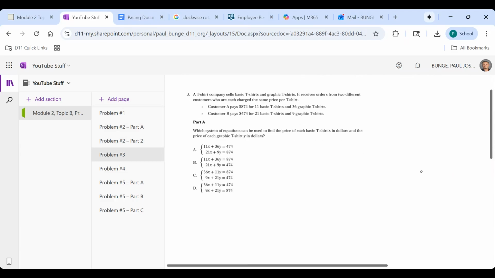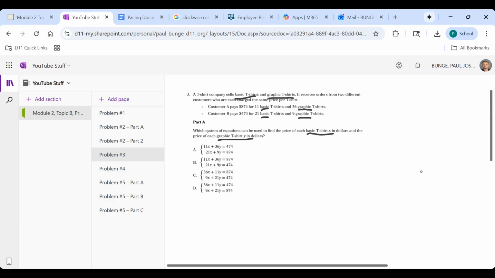Now we go to problem 3, and it's not so terrible, okay? So stay with me here, all right? Number 3 says a t-shirt company sells basic t-shirts and graphic t-shirts. That's important to know. It receives orders from 2 different customers who are each charged the same price per t-shirt. So customer A pays $874 for 11 basic and 36 graphic, and customer B pays $474 for 21 basic and 9 graphic. The cool thing about this problem is it tells us what the variable is going to be. So basic t-shirts are X and graphic t-shirts are Y.